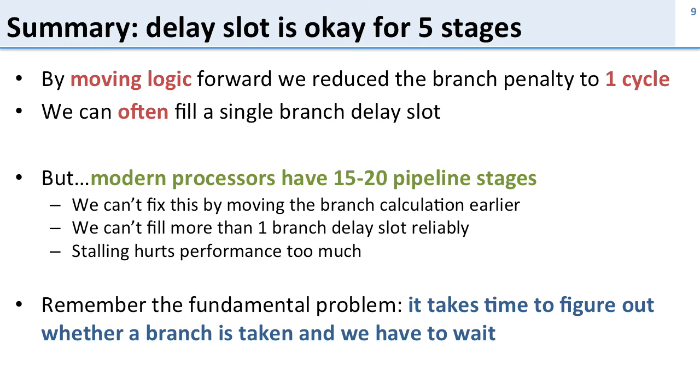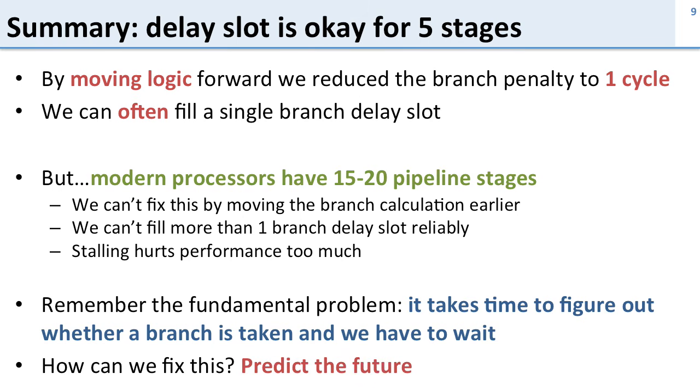So let's go back and see what the fundamental problem was here. That problem was that it takes time to figure out whether a branch is taken, and we have to wait for the branch to resolve before we know what to do. If we have to wait for it to be resolved, the only way around this problem is pretty much, well, predict the future. If we could predict what the branch is going to do before it does it, then we can go ahead and do the right thing ahead of time. And that's what the rest of this lecture is going to be about.